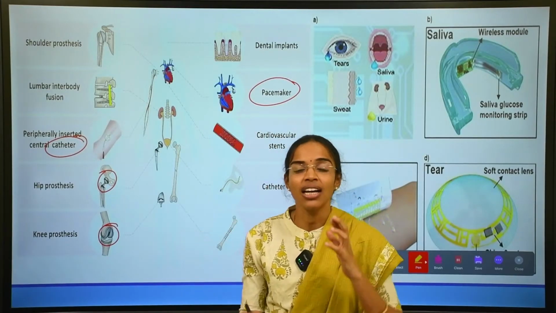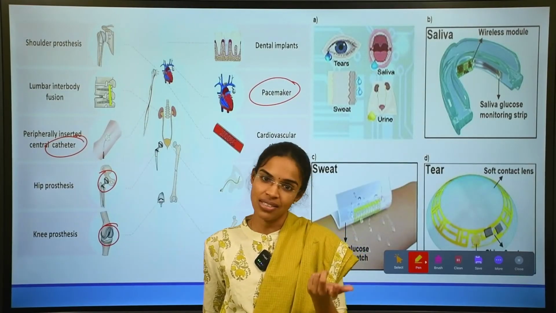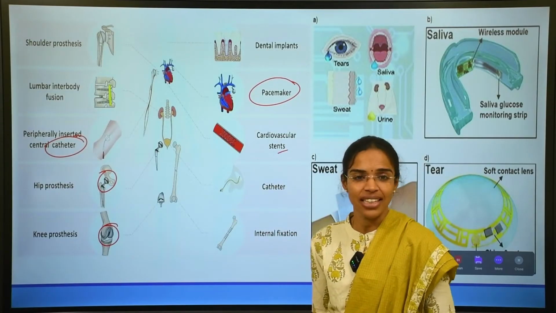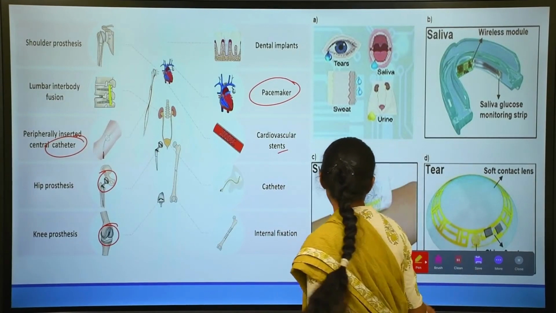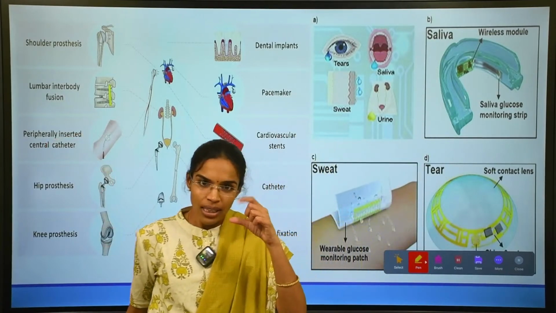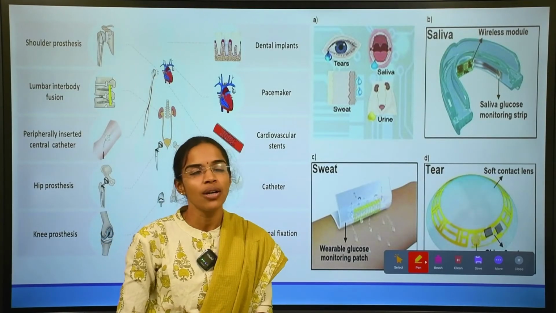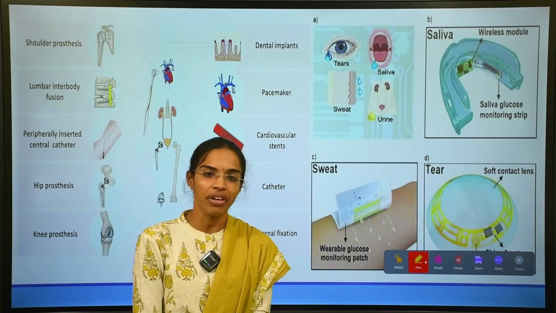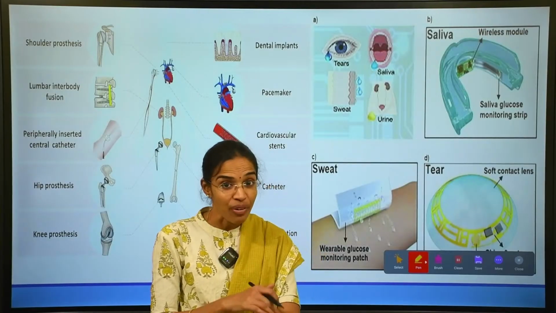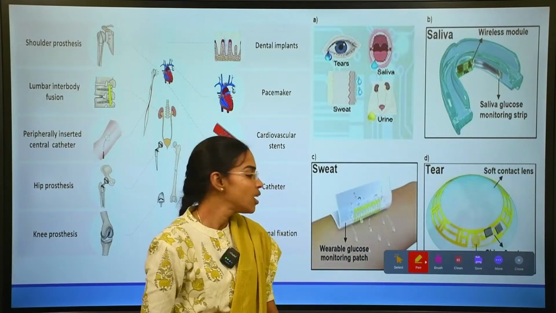Okay, we are discussing all this in such detail because the questions may appear in such a way. These catheters, cardiovascular stents, all of these come under invasive devices. And what are the non-invasive devices? Things like diagnostic test strips, glucose monitoring strips, and wearables. There are a lot of wearable bioelectronics, wearable glucose monitoring patches, because they do not use the body orifice.